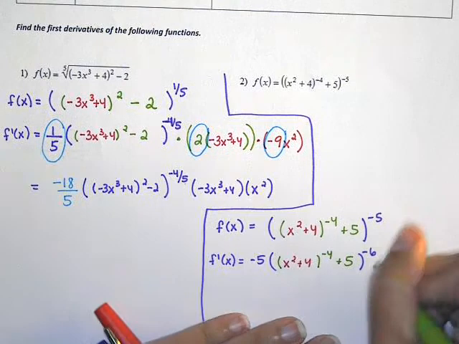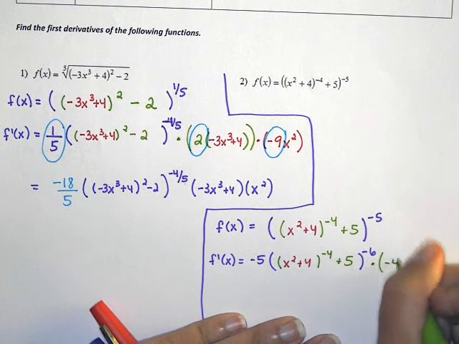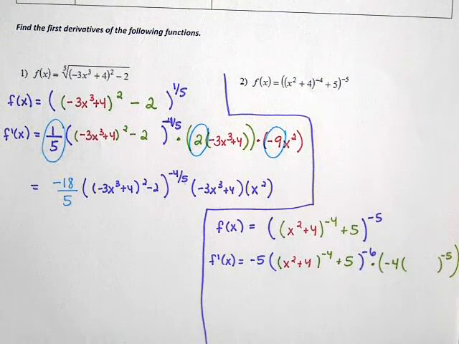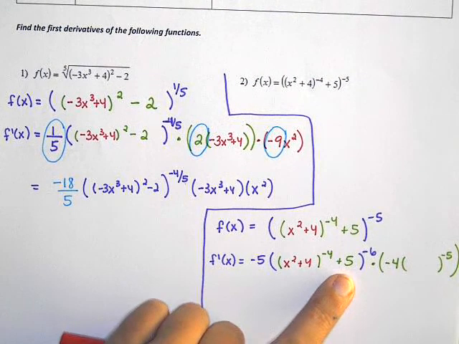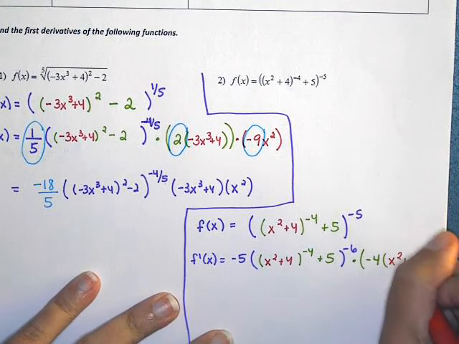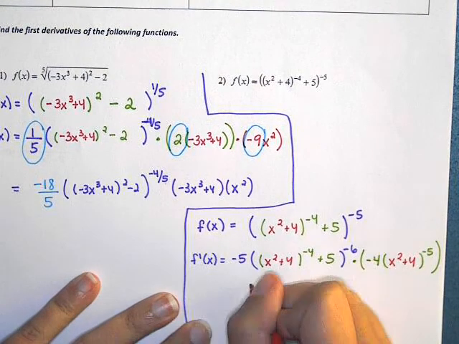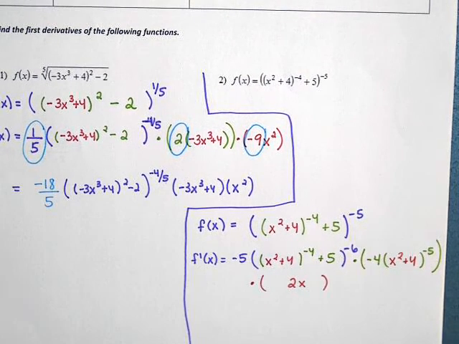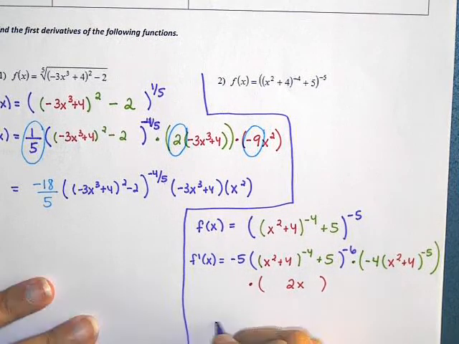Now the next layer would be drop the negative 4, make it a negative 5 power, and the derivative of plus 5 is 0. And again, what's inside there doesn't change, so x squared plus 4. Last but not least, the derivative of the x squared plus 4 part, which is just 2x. Now I'm just going to rewrite this in a way that makes it look a little bit nicer.